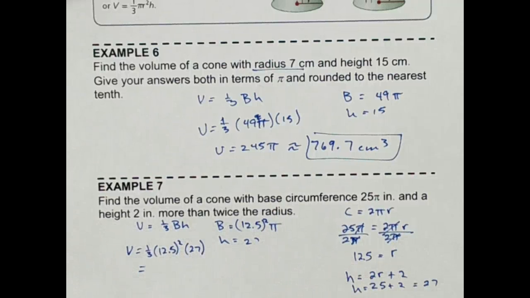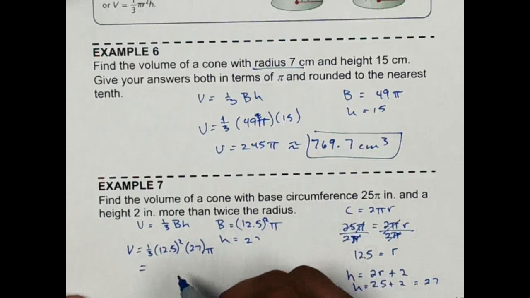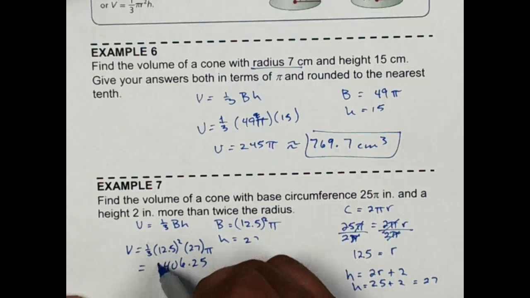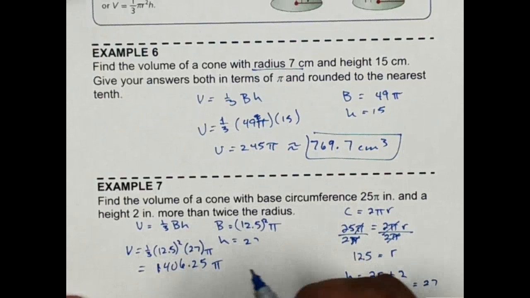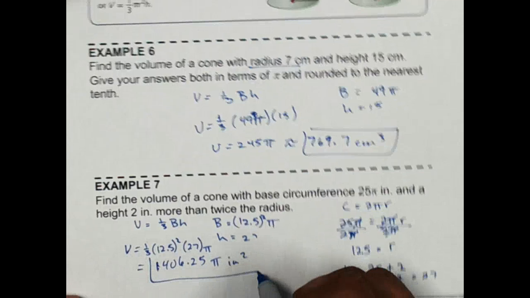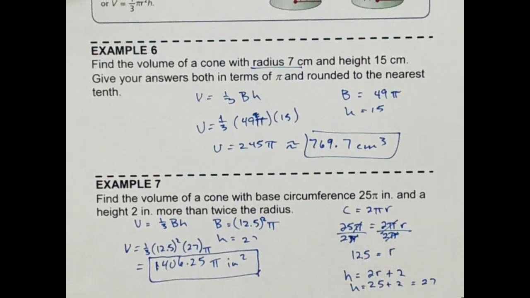And we put that in the calculator. Then we don't forget the pi at the end. So that gives us 1406.25 pi inches cubed. It doesn't say to round, so I'm going to give the exact answer.